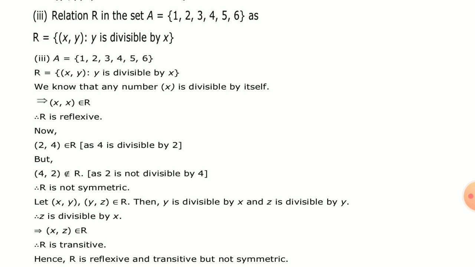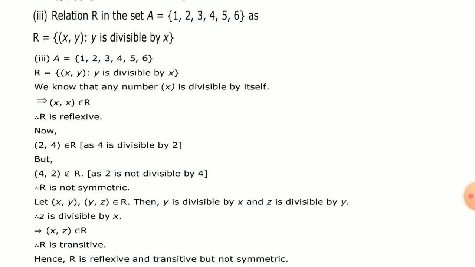First, we know that any number x is divisible by itself. This implies (x,x) belongs to R, so therefore R is reflexive. Here (2,4) belongs to R, which means 4 is divisible by 2. But (4,2) does not belong to R, because 2 is not divisible by 4, so therefore R is not symmetric.